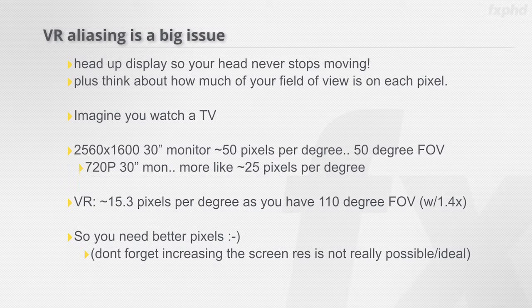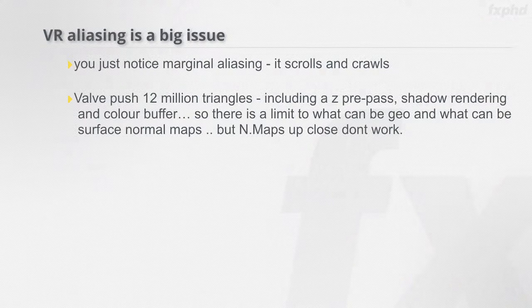So you need really, really good pixels for it to work. So you need a lot of them. You need very good quality. You can't have aliasing. You can't survive with things being locked off and not moving, because your head is always moving. It's just terrible. You really, really notice scrolling and crawling badly. And Valve, on that example that you saw with the thing from Second Life, was basically kicking about 12 million triangles. So that's a lot, right?